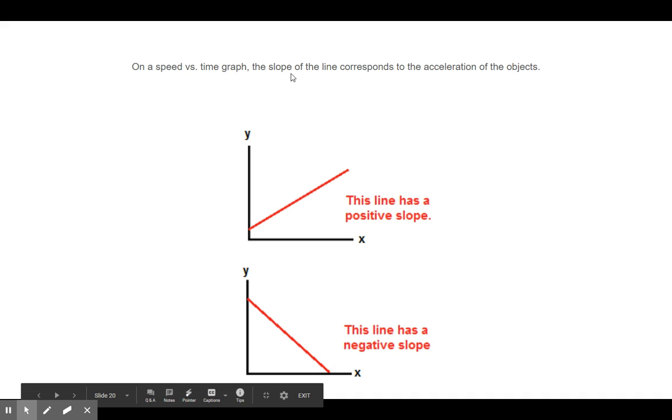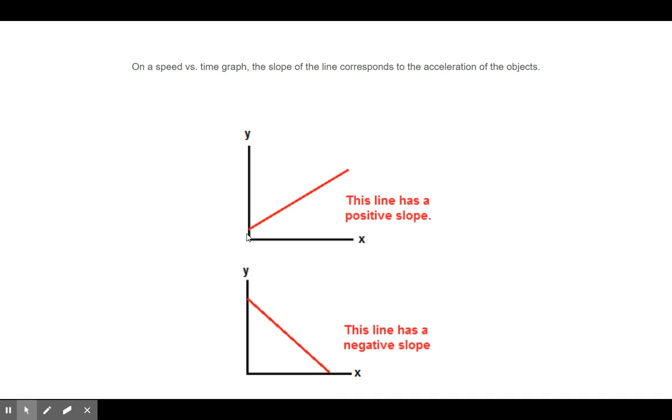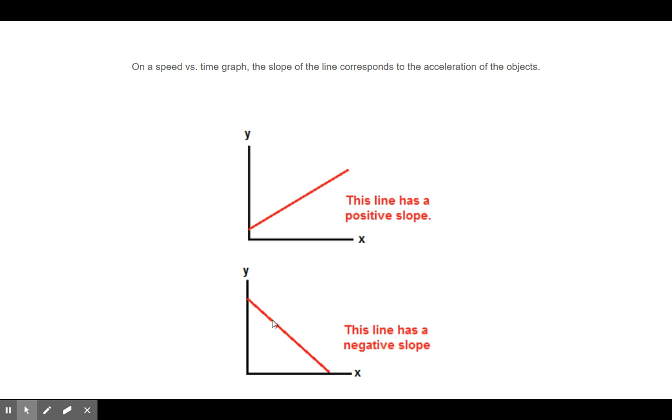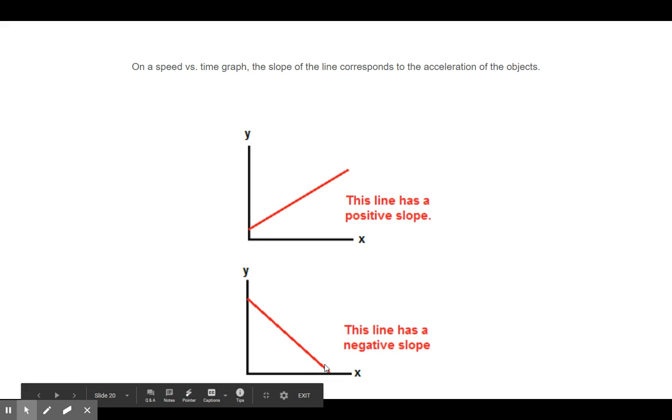On a speed time graph, the slope of the line corresponds with the acceleration. So they started off going at a certain speed, and as time went on, they got faster and faster and faster. That's what this one represents. This one is they started off super fast, and as they went on, they got slower and slower and slower. It seems like this one might be the more realistic one since we start off with all this energy and then we get really, really tired.